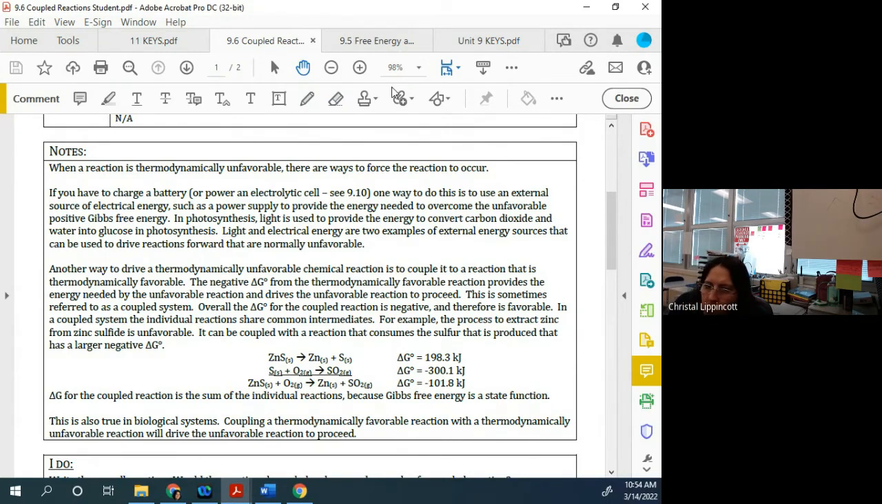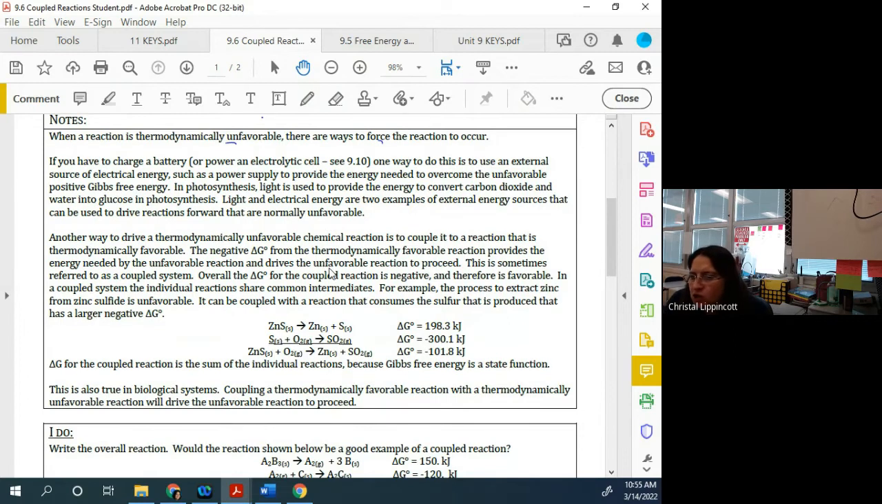Okay. All right. So when a reaction is thermodynamically unfavorable, what does my delta G look like if that's the case? Positive. My delta G would be positive. What would my K look like? K would be less than 1. Okay. So if that is the case, there are a couple ways that you can force that reaction to happen. One, you can charge the battery.